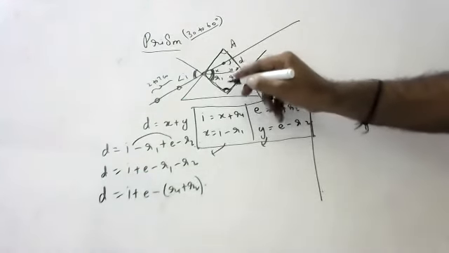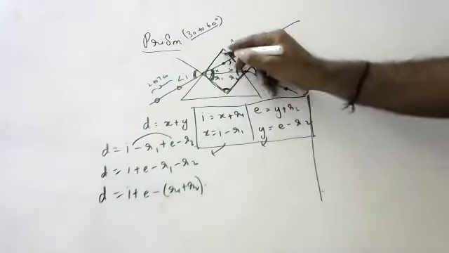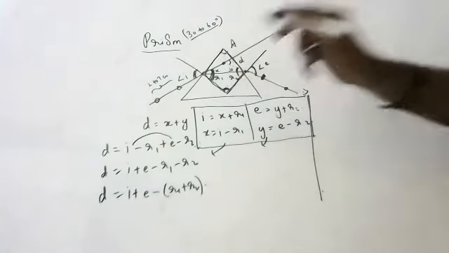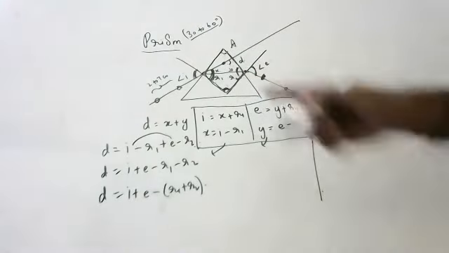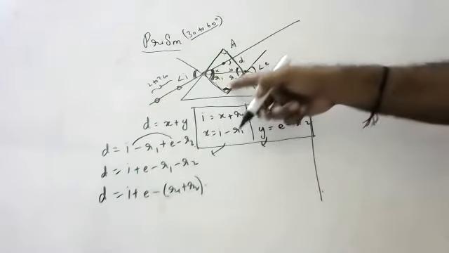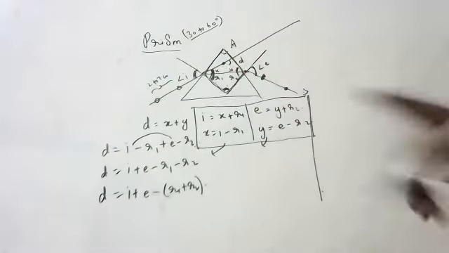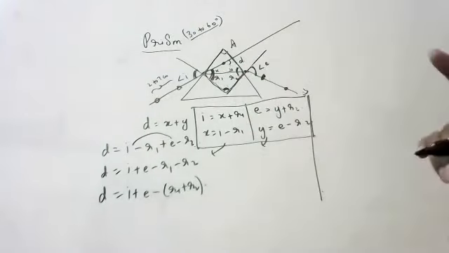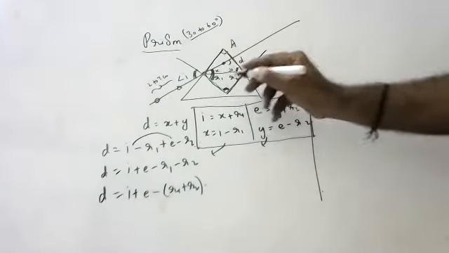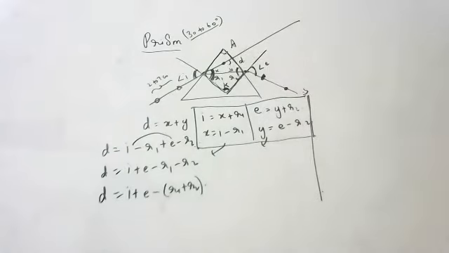In a quadrilateral, the sum of opposite angles will be equal to 180, because it is a parallelogram. This and this are parallel lines, so it is a quadrilateral. So this plus this. Let me say this is K.